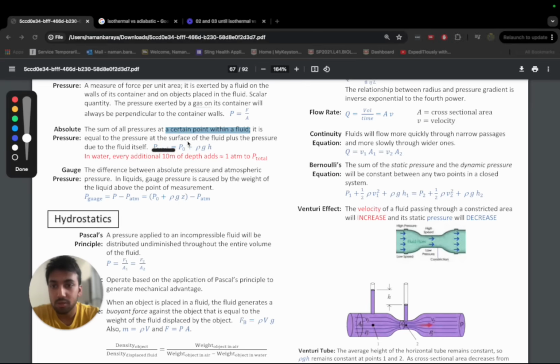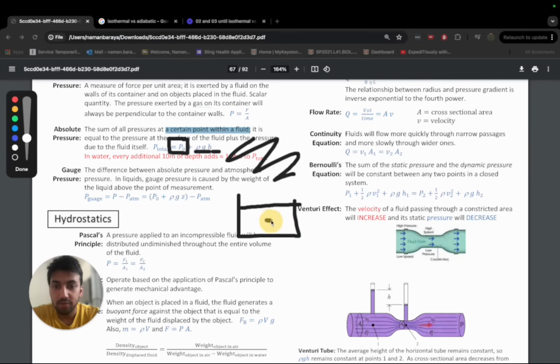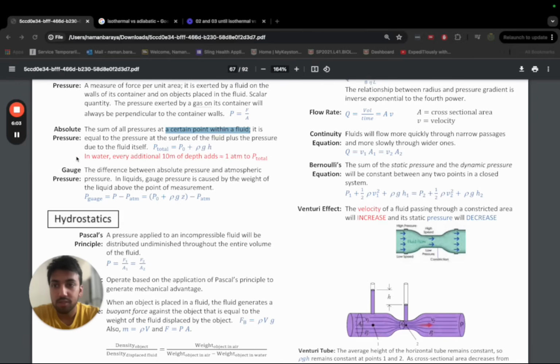And so P total is equal to P0 plus the density times gravity times height. And so this P0 is equal to the atmospheric pressure that's being added to this. Remember, like all this pressure over here. And then this density times gravity times height is basically, you have this liquid and you're trying to figure out what is the pressure at this point. So you have to figure out how much pressure this amount of liquid is adding to this point, and that's what this is for. So this is essentially saying in water, every additional 10 meters of depth adds 1 atm to the P total.